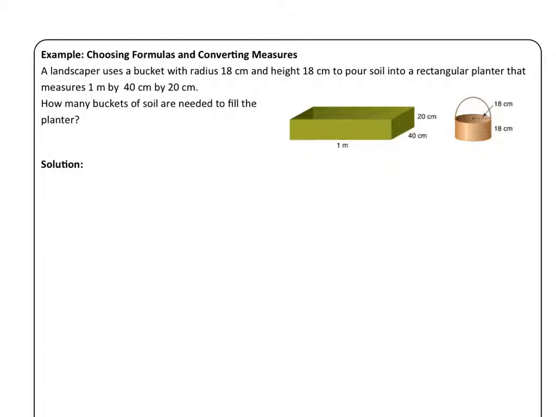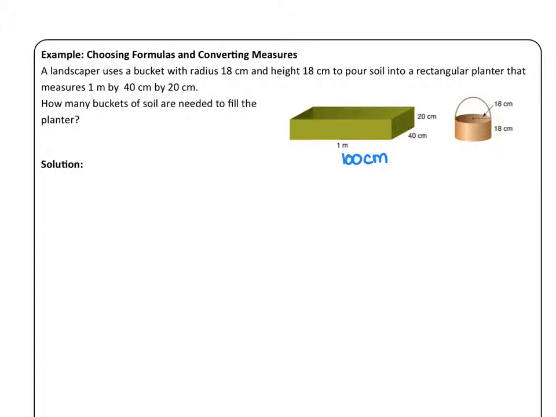Like in this one, a landscaper uses a bucket with radius 18 centimeters, height 18 centimeters, to pour soil into a rectangular planter that measures 1 meter by 40 centimeters by 20 centimeters. The first thing I want to do is change everything so that it is in centimeters, because the bucket's in centimeters. And most of that planter is in centimeters. I'm going to change this 1 meter to 100 centimeters. Once everything's in the same unit, it makes it much, much easier, and then we can easily figure out how many buckets we need to fill the planter.